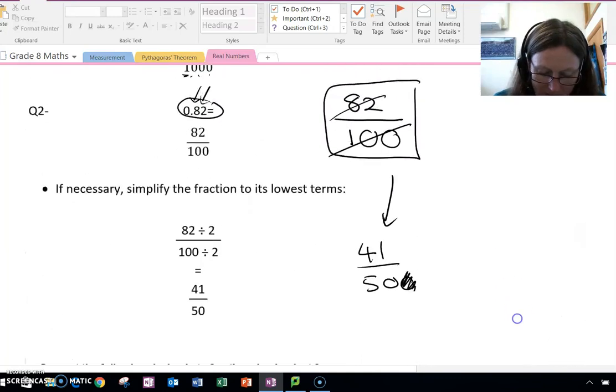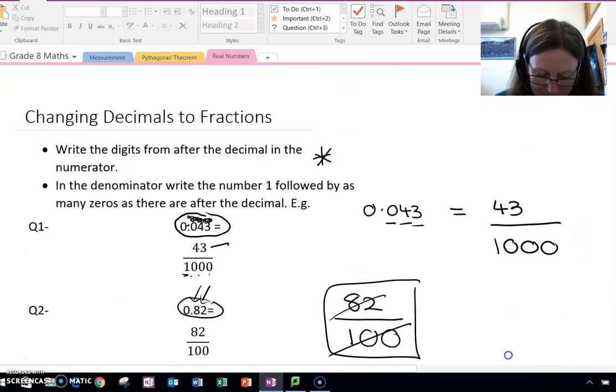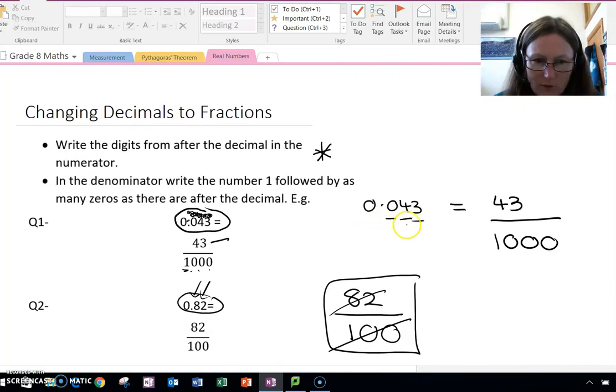So going over that again, we'll just go over one of them again. 0.043, we write down 4, 3, the digits after the decimal in the numerator. We're not needing to write the 0 in front there because 043 is just 43. And then in the denominator we write down a 1 followed by 3 zeros because there are 3 numbers after the decimal point.